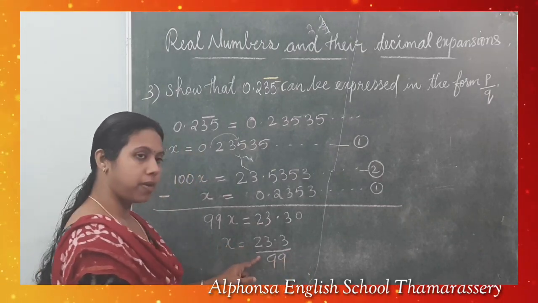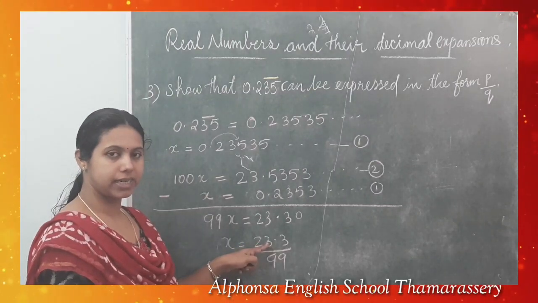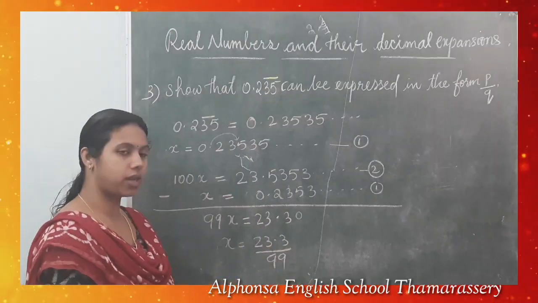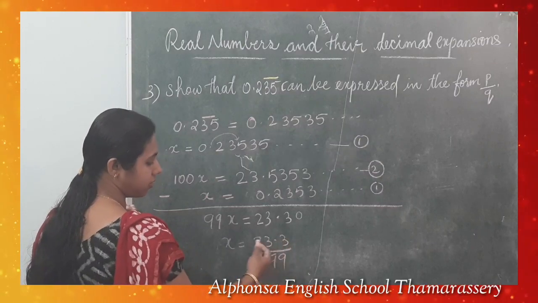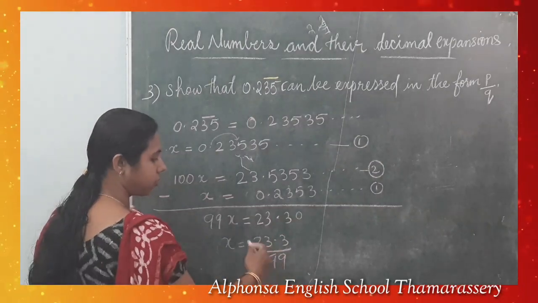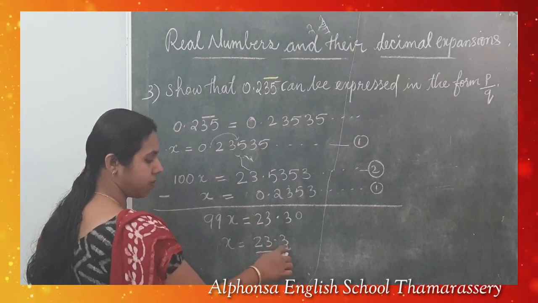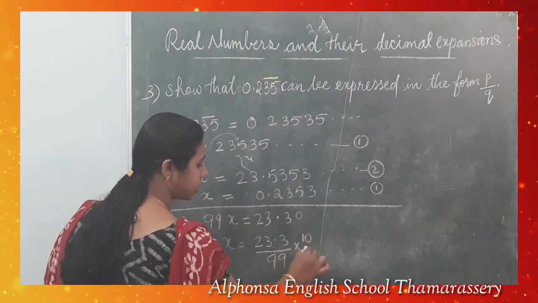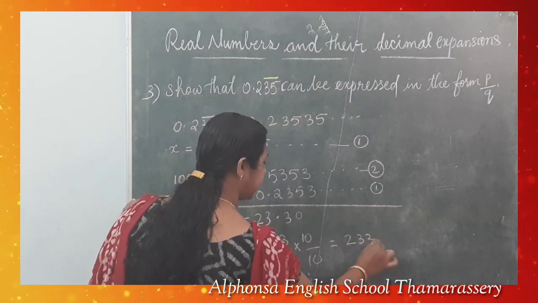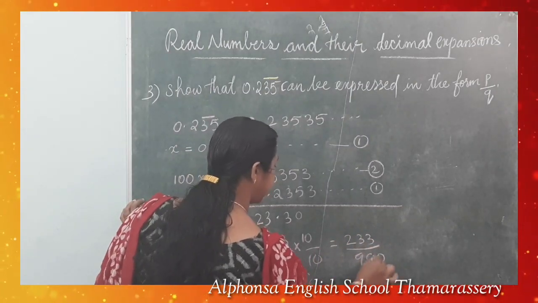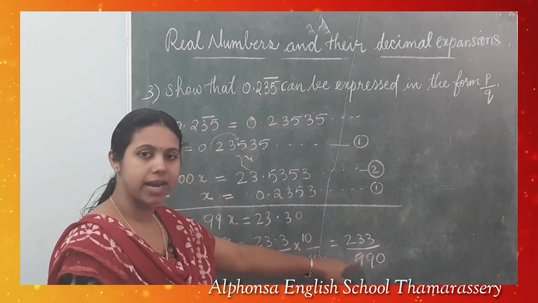It is in the form of p by q, but p is not an integer. It's a decimal number. So you have to change it to the fraction form. So for that you should multiply the numerator and denominator by 10. One decimal place is here, so you should multiply the numerator and the denominator by 10. Then it will be 233 by 990. So now it is in the form of p by q, where p and q are integers.